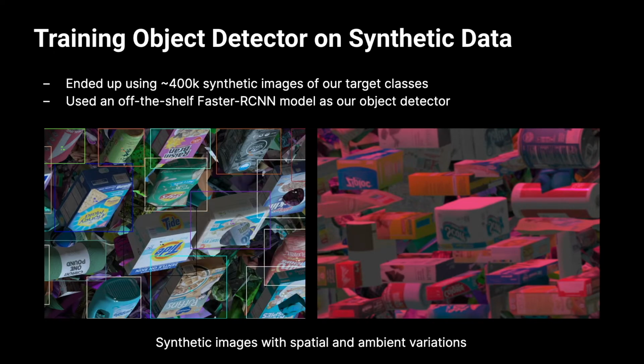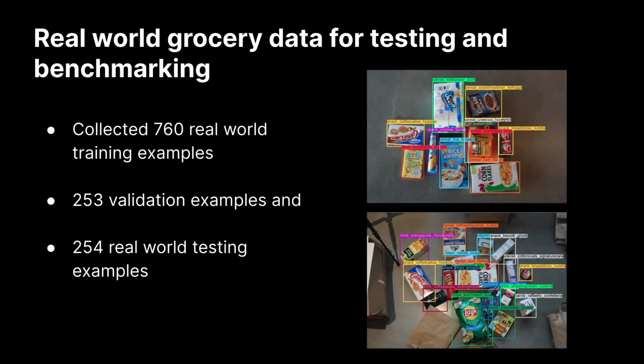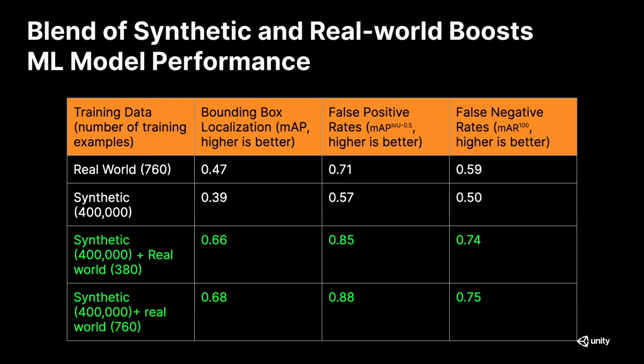Now, what did we do when we actually trained on this set? We ended up using about 400,000 synthetic images for our target classes, and we used an off-the-shelf Faster R-CNN model as our object detector. And that's a pretty common model in computer vision. We also created a real-world grocery data set for testing and benchmarking, where we collected 760 real-world training examples, with some of them being validation examples and some being real-world testing examples.